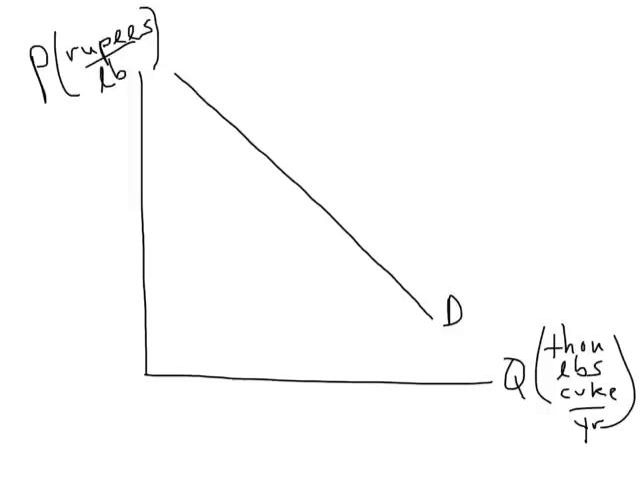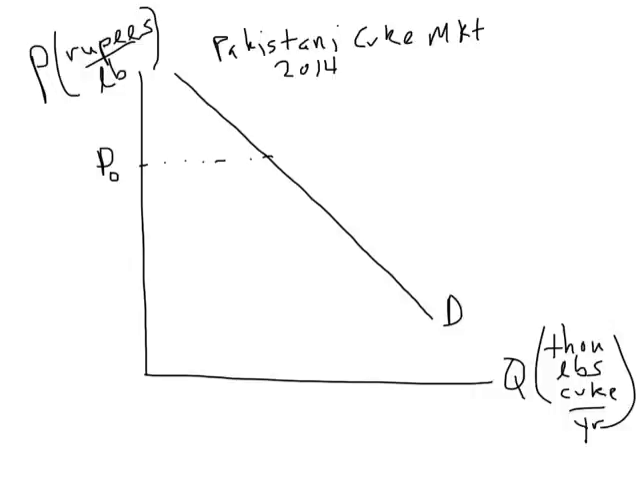All right, remember our discussion of demand. It's downward sloping. We're again talking about the Pakistani cucumber market in 2014. And this demand curve lets us predict what's going to happen if buyers initially face price P naught and price falls to P1, using my extraordinarily creative notation, and the quantity demanded rises to Q1.